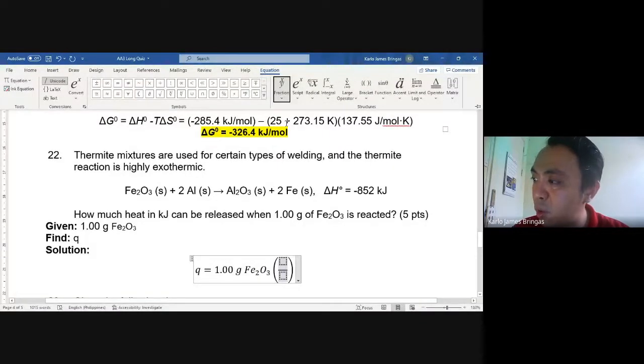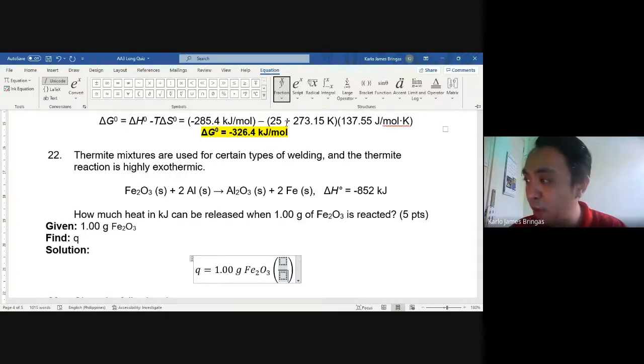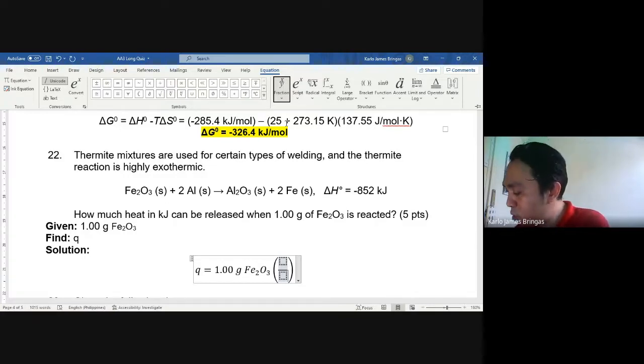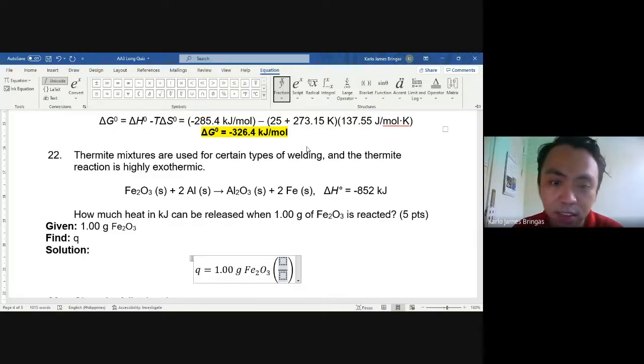In this one, you were given a periodic table to use so that we have the same values that will come up when we do the computation. Computing the molar mass of the Fe2O3, I have 55.845 times 2 plus 15.999 times 3. That's 159.687.